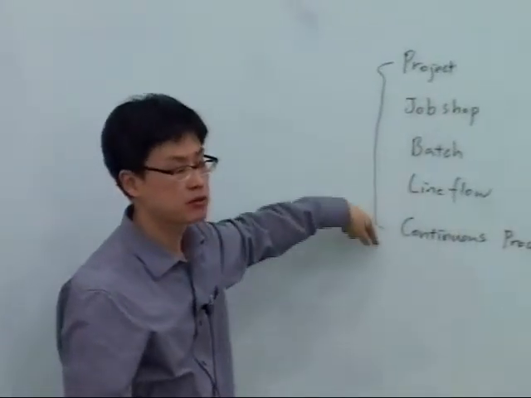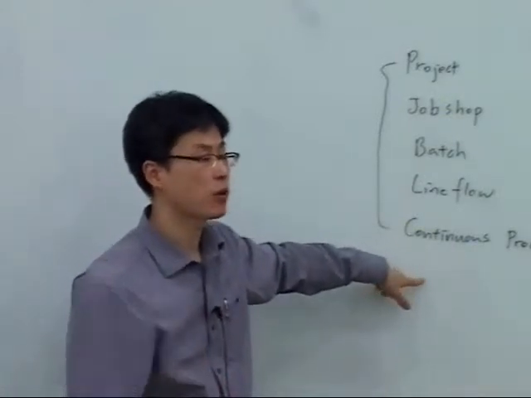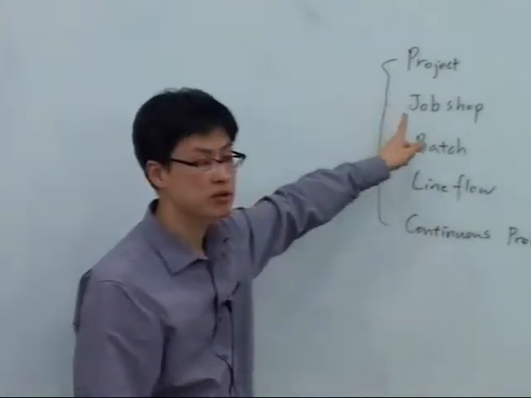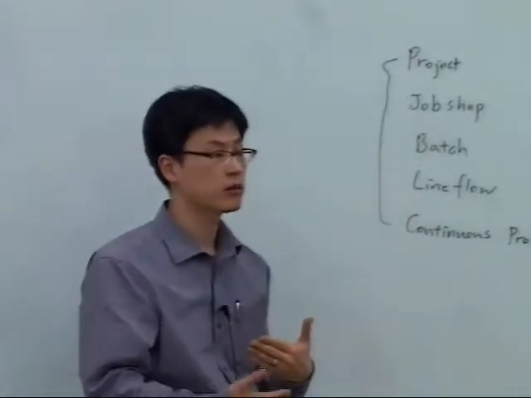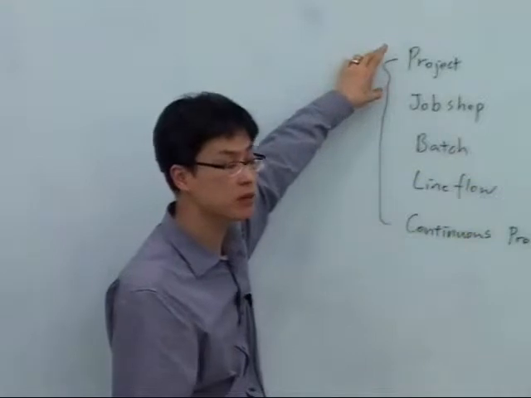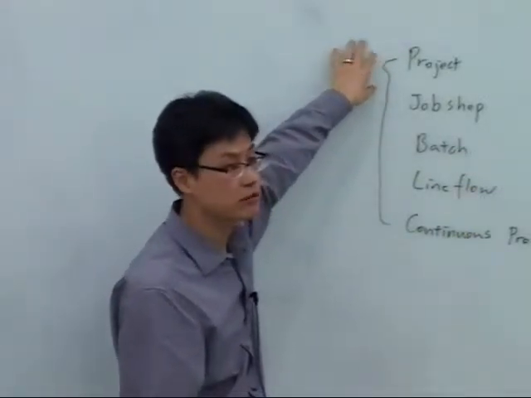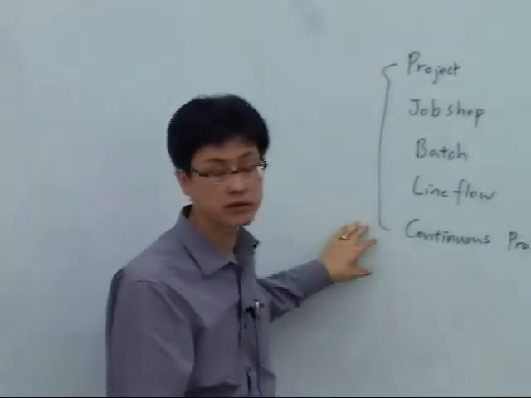If you go to the bottom line, it is easier to automate, but if you go to the project, it is harder and more difficult to automate. So human-intensive, labor-intensive work will be frequently found in this area, but not here. How about materials?